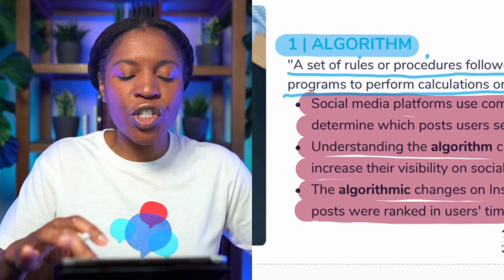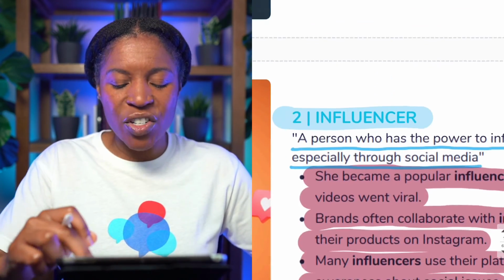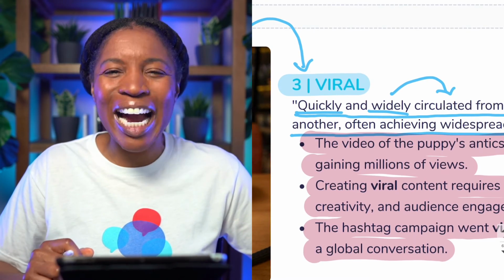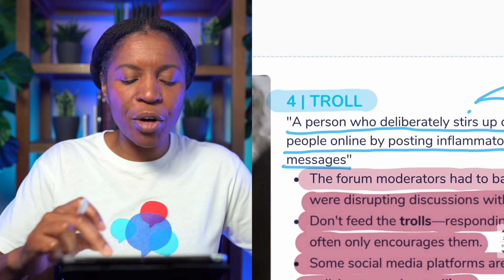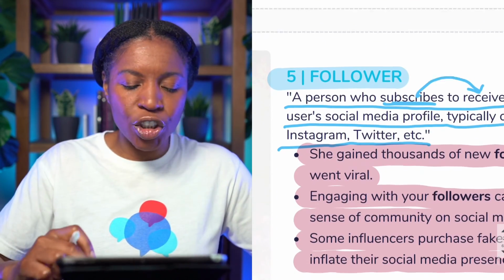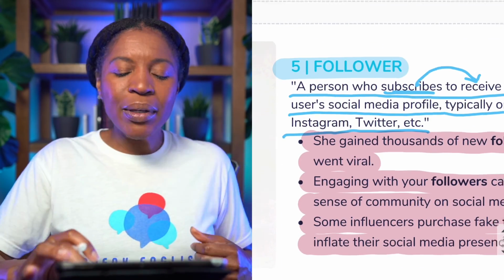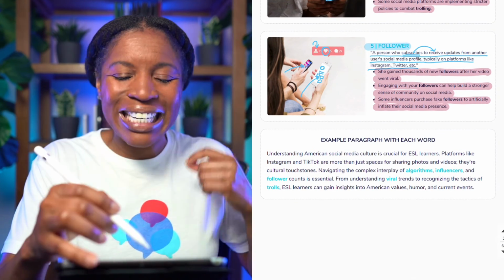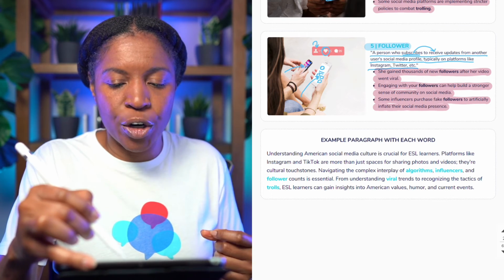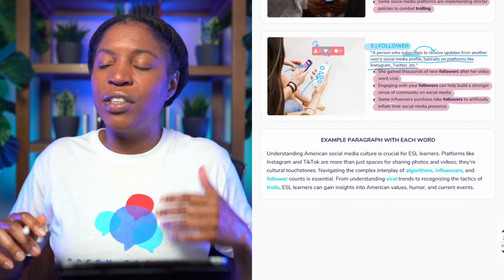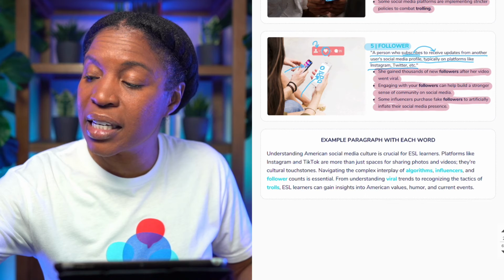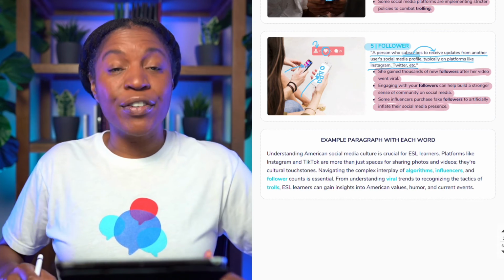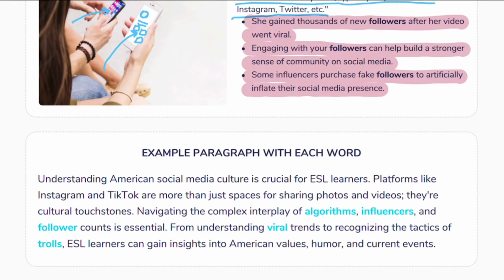All right, so we have 5 terms. Once again, our first term, algorithm. Our second term, influencer. Our third term, viral. Our fourth term, troll. And our last term, follower. Now it's time for us to look at a paragraph that uses each of these terms. We're going to read this paragraph to see how you can start using these terms in real life. So listen very closely. Here we go.